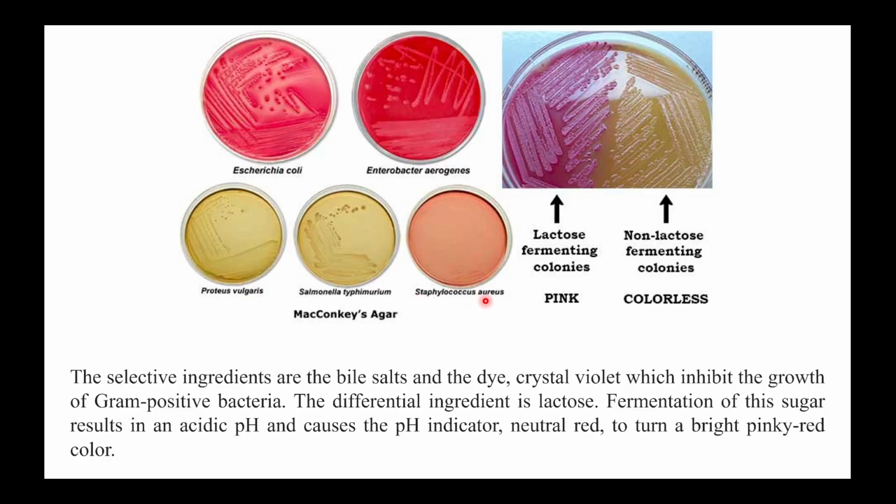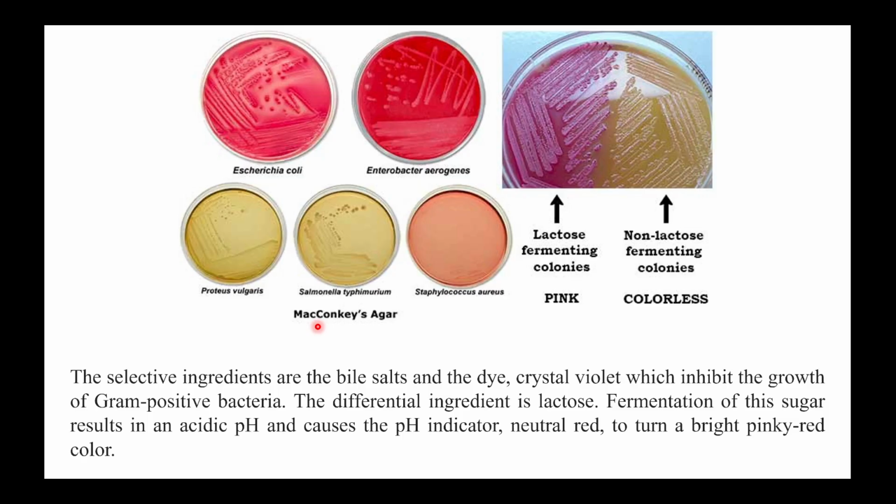The reason why Staphylococcus aureus is not able to grow on this plate is that it is a gram-positive bacteria. MacConkey's agar contains crystal violet and bile salts. These ingredients inhibit the growth of gram-positive bacteria, so they don't allow the gram-positive bacteria to grow. So only gram-negative bacteria can grow. That is the selective part of it. So MacConkey agar is selective media because it can selectively allow the growth of gram-negative bacteria and inhibit the growth of gram-positive bacteria.